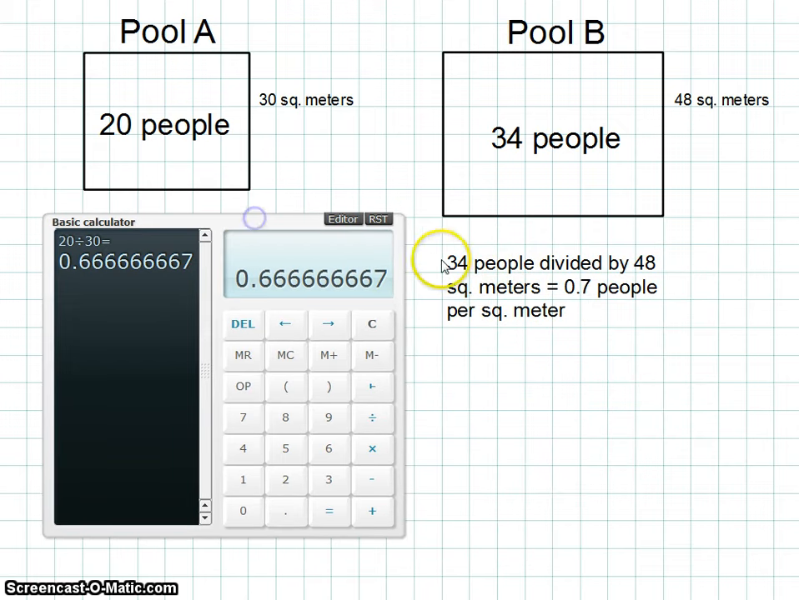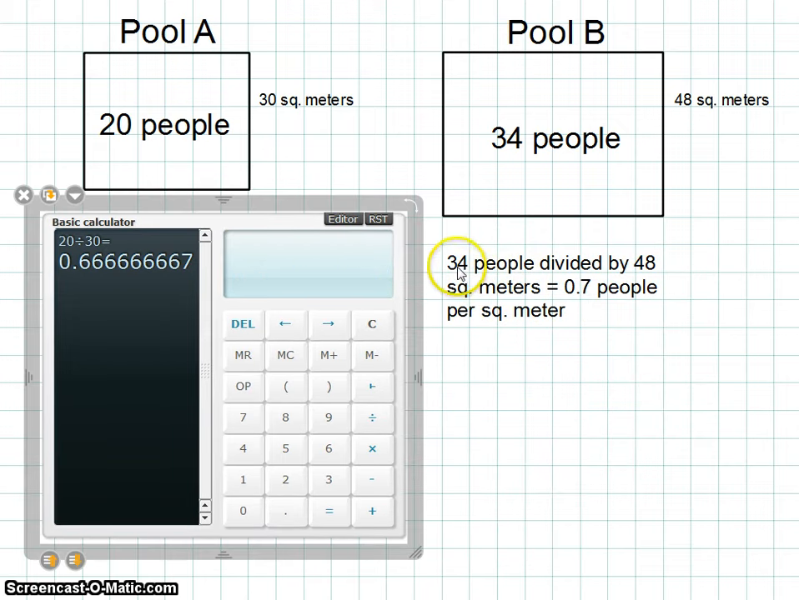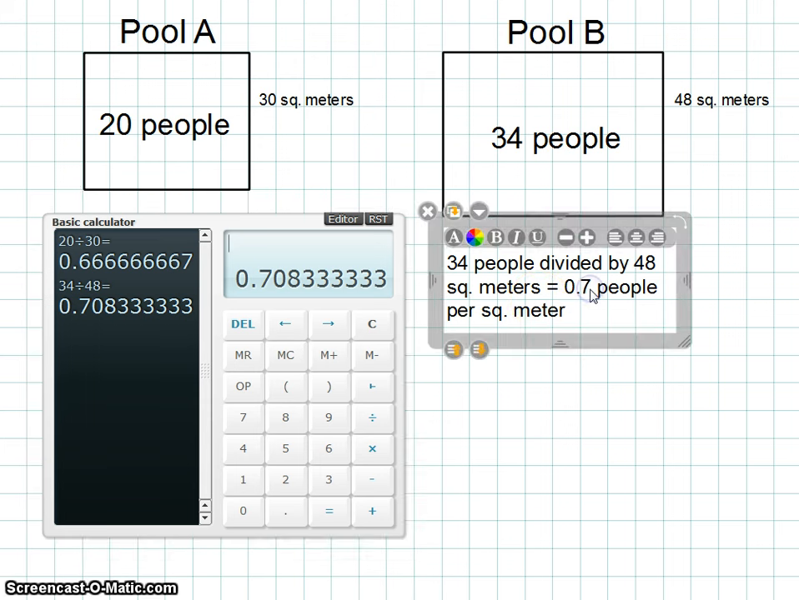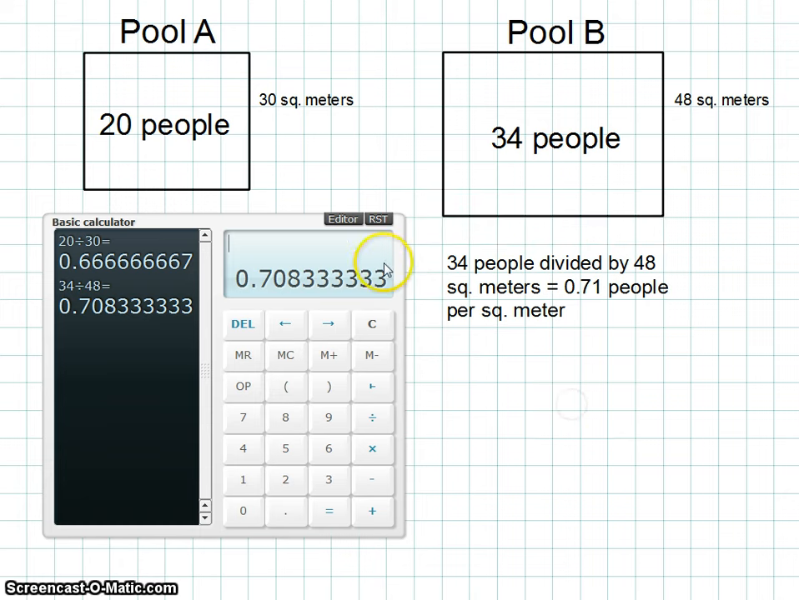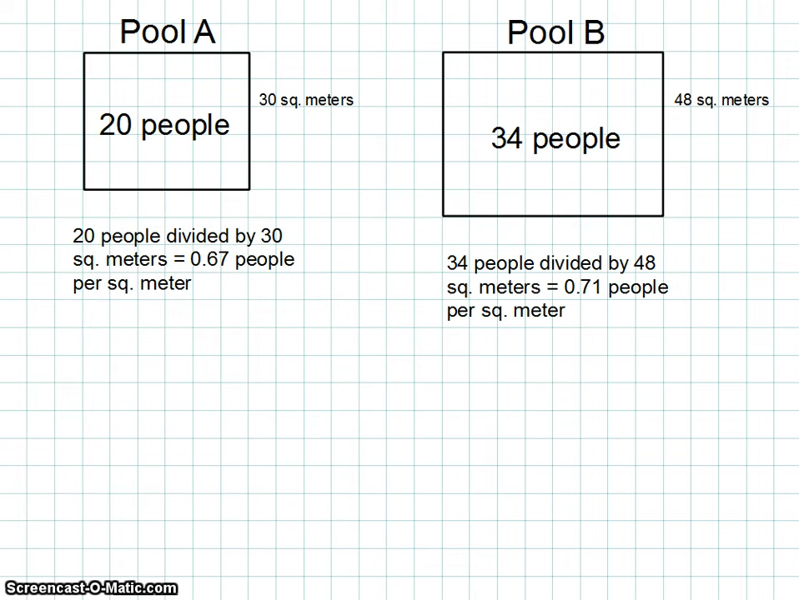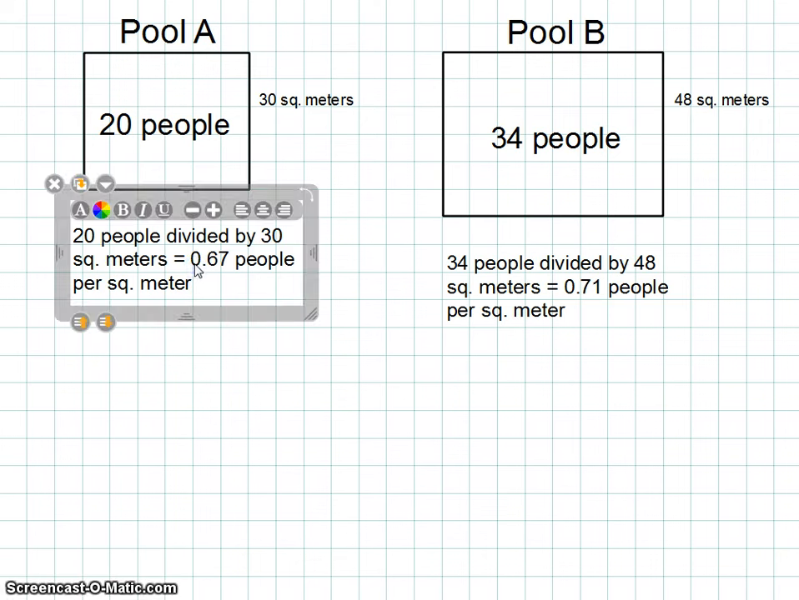And for pool B, we have to do 34 divided by 48. Rounded to the nearest hundredth place, it will be 0.71 people per square meter. Okay, I'm going to get rid of my calculator, and so now we found out the population density of each of the two swimming pools, right?